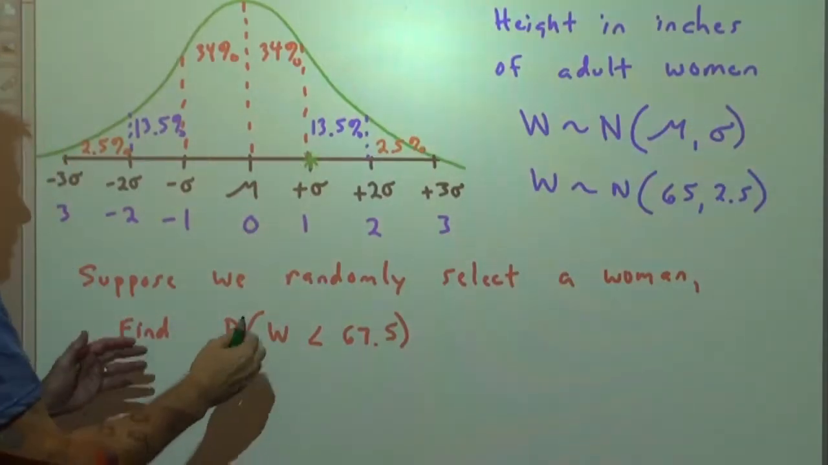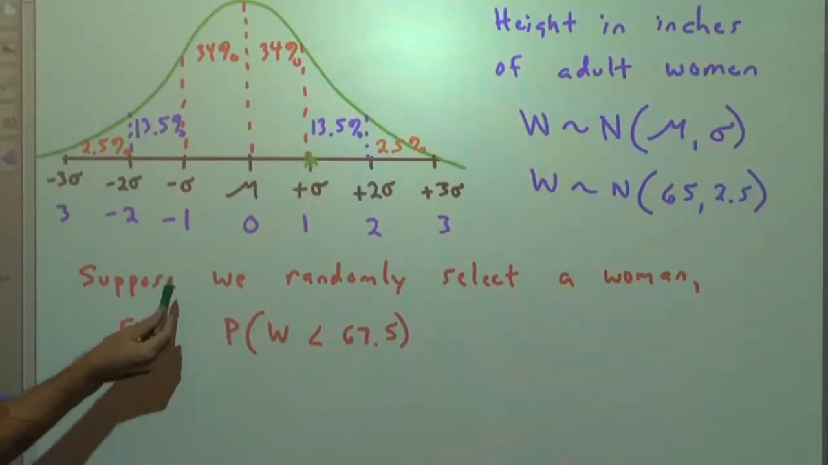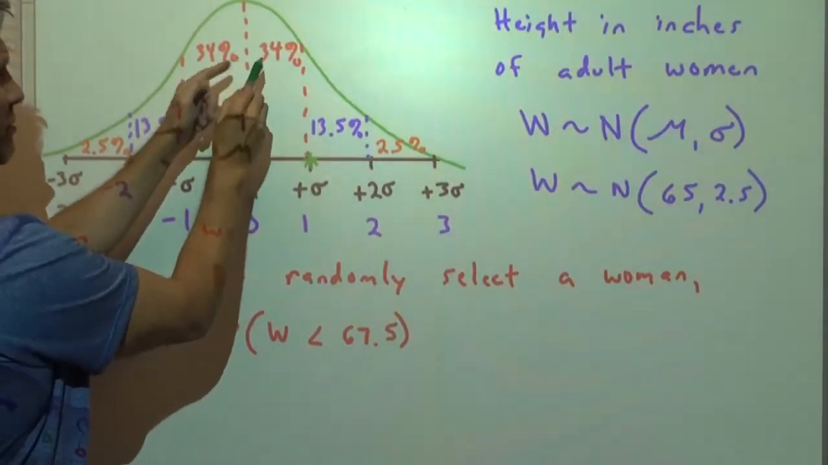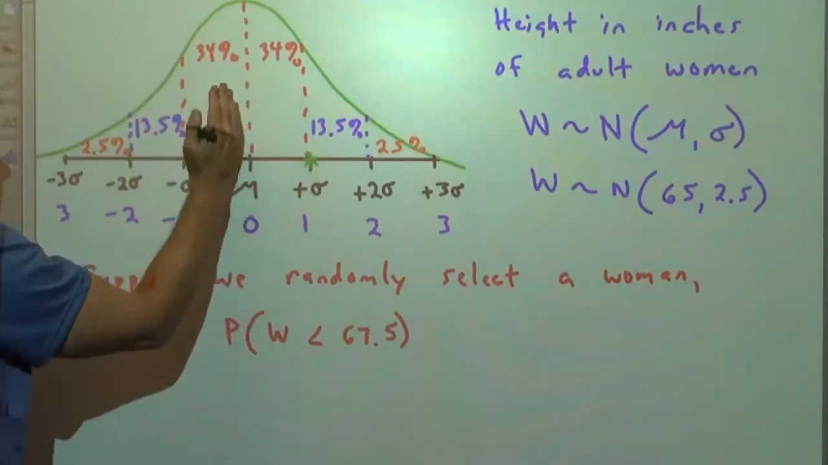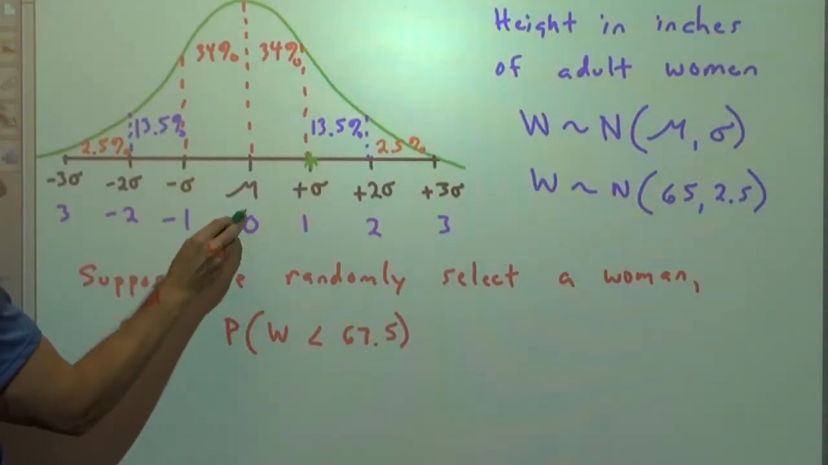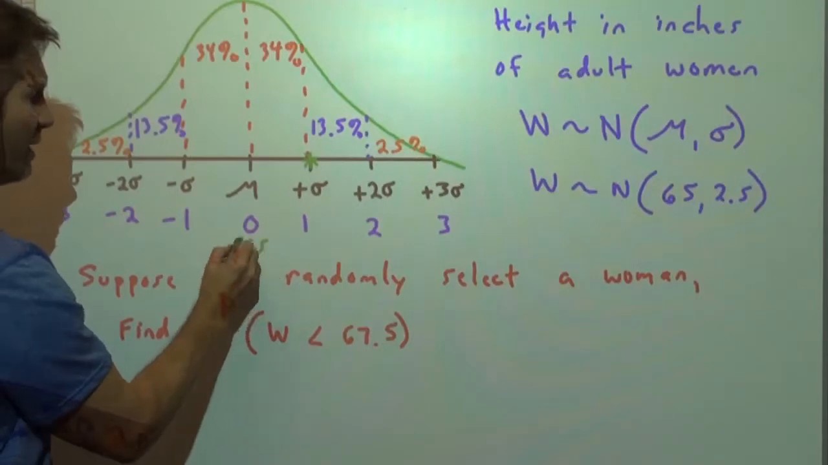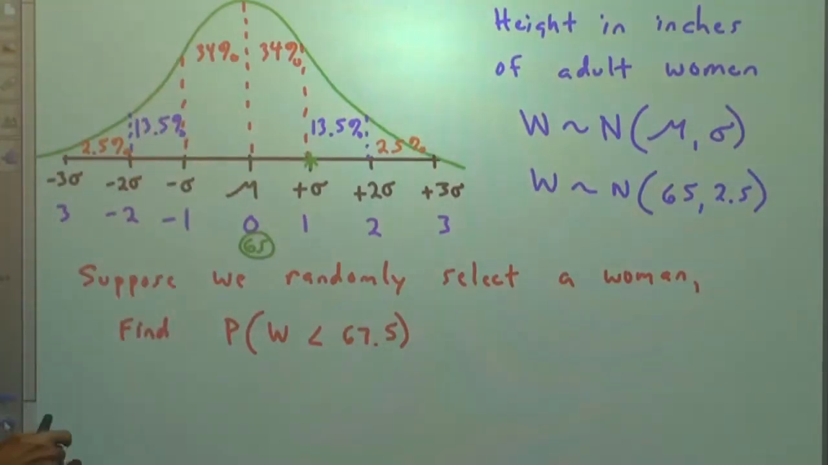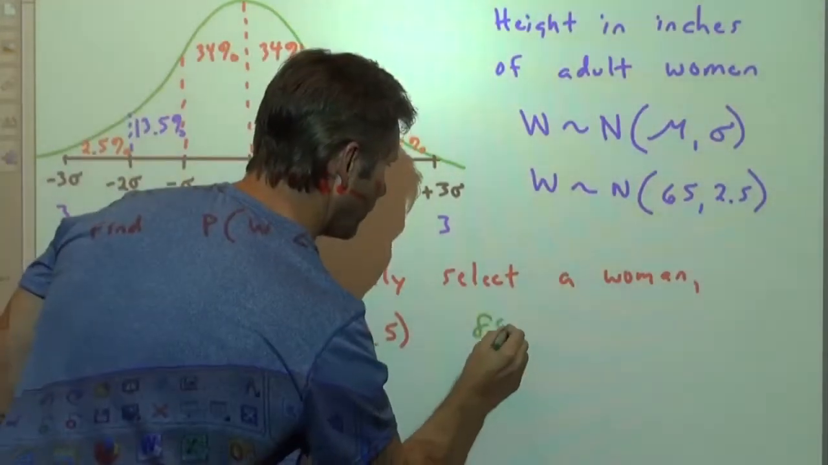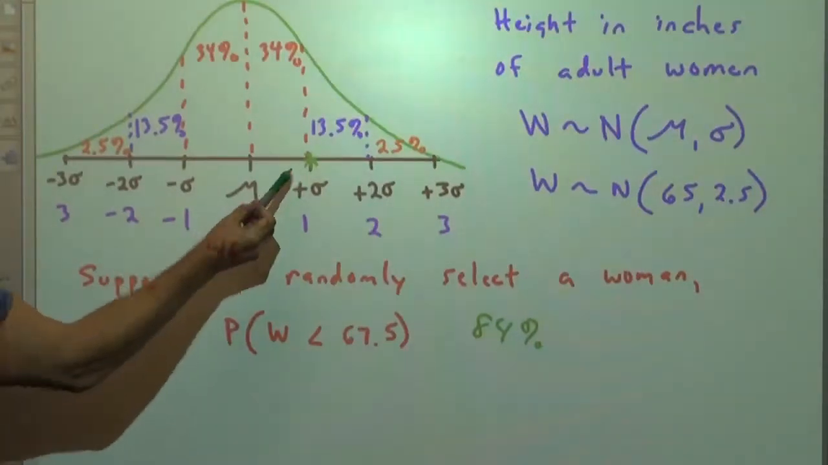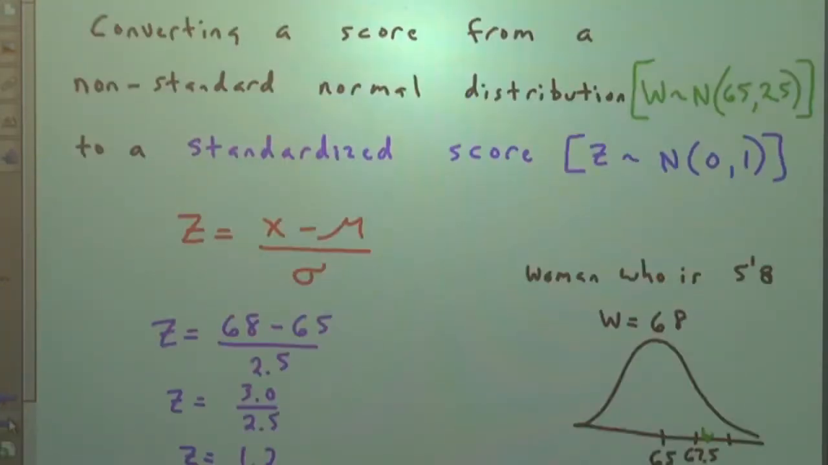Using the rule of 68, 95, and 99.7, we remember that 68 is here, so half of that is 34. So that 34% plus the half of women whose heights are below the mean of 65 inches. So we got 50% here and 34% here. So 84% of other women have heights that are below her height of 67.5 inches.